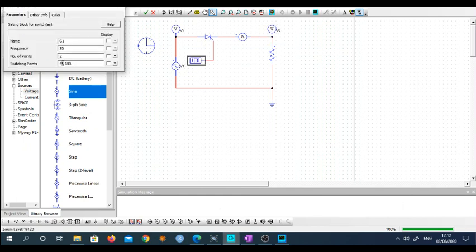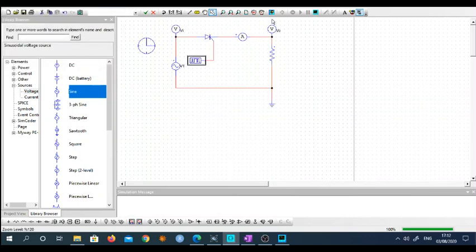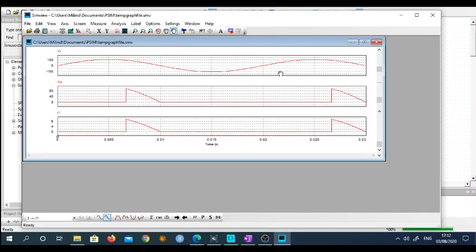Now for testing purposes, if you go to this and change the firing angle to, let's say, 90 degrees, or some more angle, like 120 degrees, and if I resimulate it, then see here it is more than 90 degrees. This is exactly 90 degrees, so more than that is 120 degrees. So increasing the firing angle, increasing alpha, will reduce the output voltage. This is clearly observed.